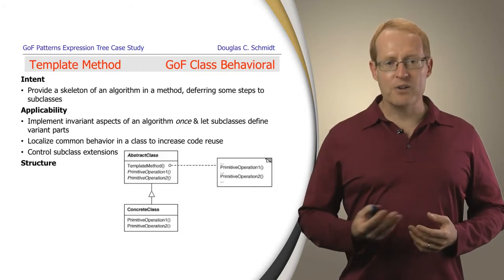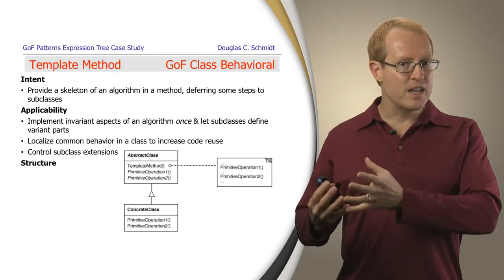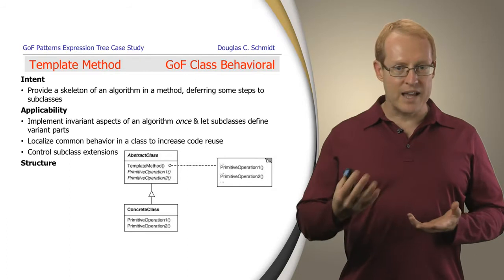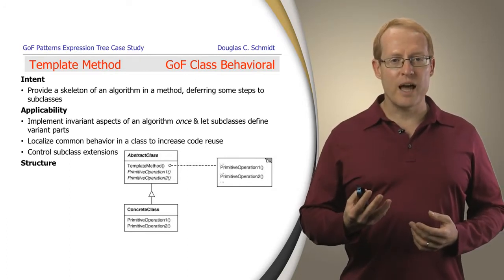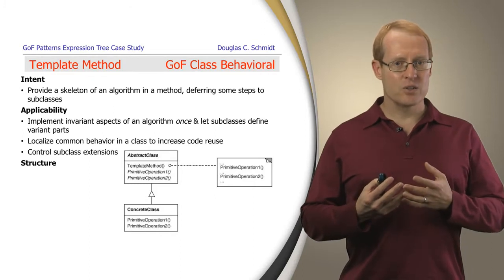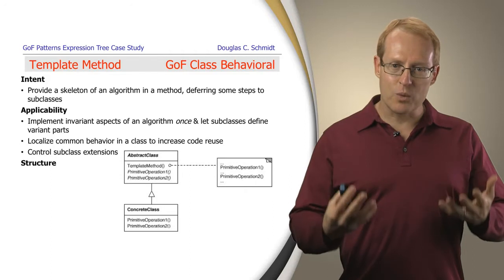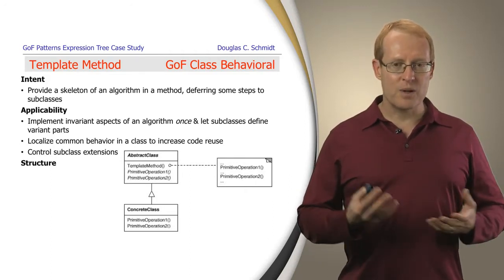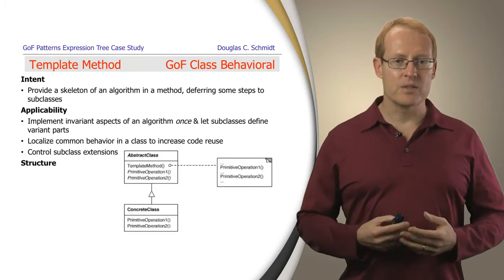You would apply this pattern typically when you want to make sure that there are certain invariant activities that an algorithm does, and then let the subclass override those as it sees fit, if it sees fit. You might also want to do this to localize behavior in a class to increase code reuse, because you can fix the steps in the algorithm and you can make it clear what goes on there. And you might also want to do this to control the way in which subclasses either have to or choose to extend the various capabilities.